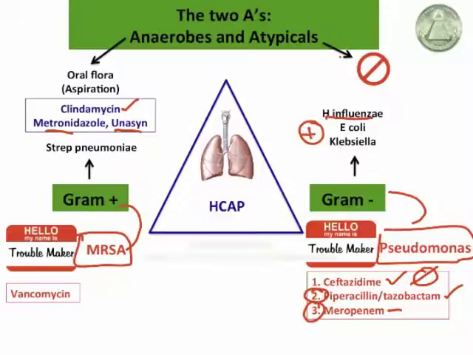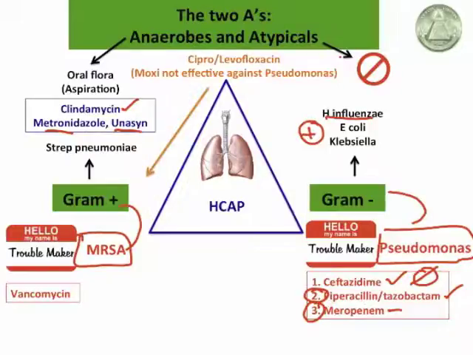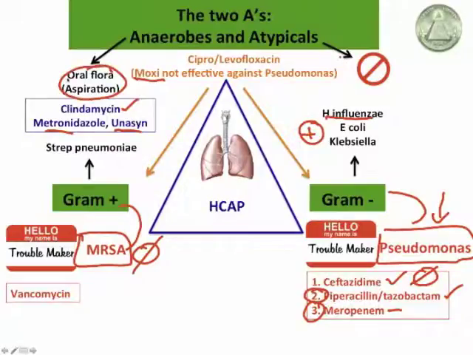And then lastly, our fluoroquinolones. They work against gram-positives, but not MRSA. They work against gram-negatives and Pseudomonas, at least if you use Levo or Cipro. Moxi is not effective against Pseudomonas. Their big issue is the oral aspiration flora, the anaerobes. They do not work against anaerobes. So again, based on that knowledge, let's build our antibiotic regimens and let's justify them.